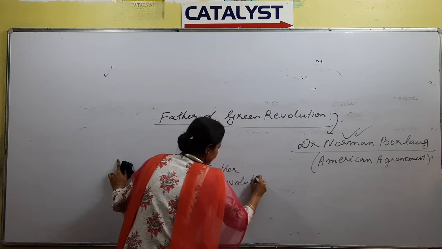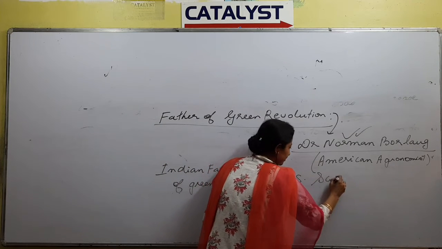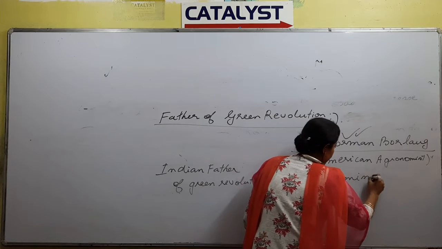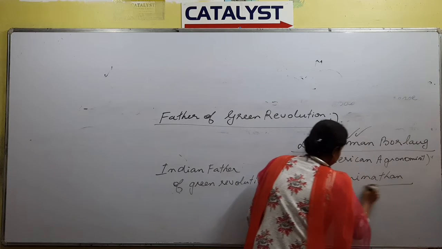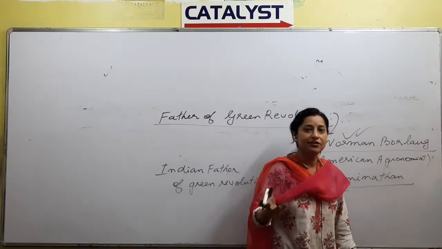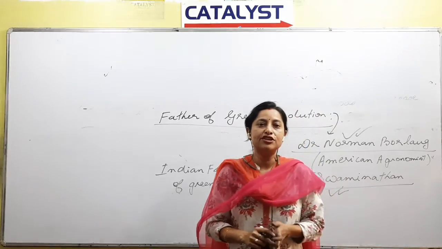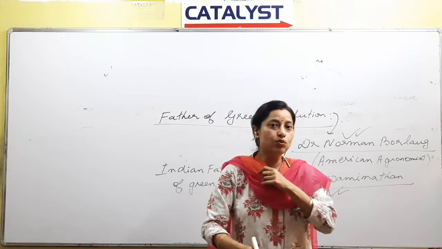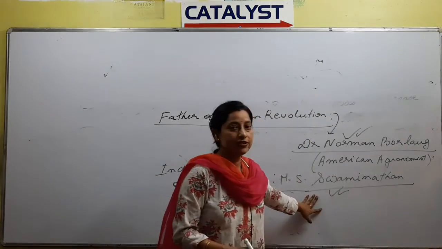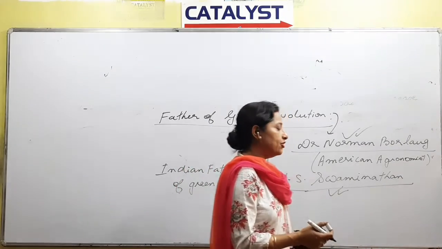That is MS Swaminathan. So he was the one to work upon wheat and rice during that period, right? Around 1960, India had the highest production of rice and wheat, and who was the man behind it? The man was obviously Swaminathan, and so he is considered to be the Indian father of green revolution.